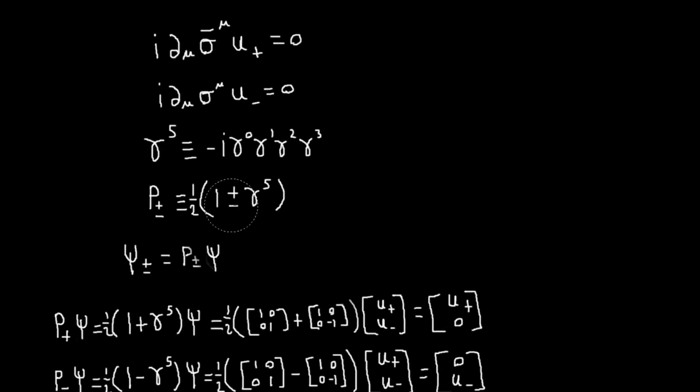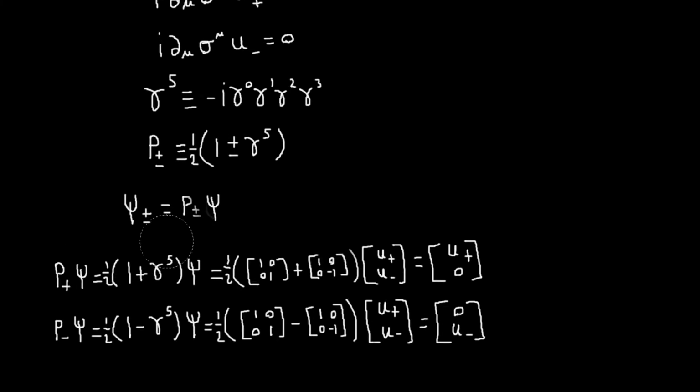And so in the trivial case of the chiral representation, if you work this out, if you act P plus on psi, you'll just get your u plus, which is psi plus and psi minus. But basically, in any representation, this would still give you the chiral spinors.